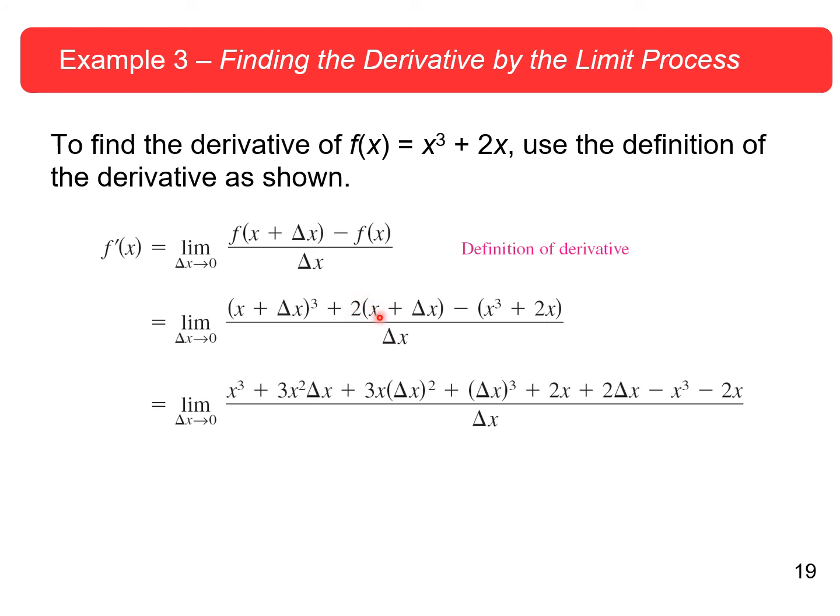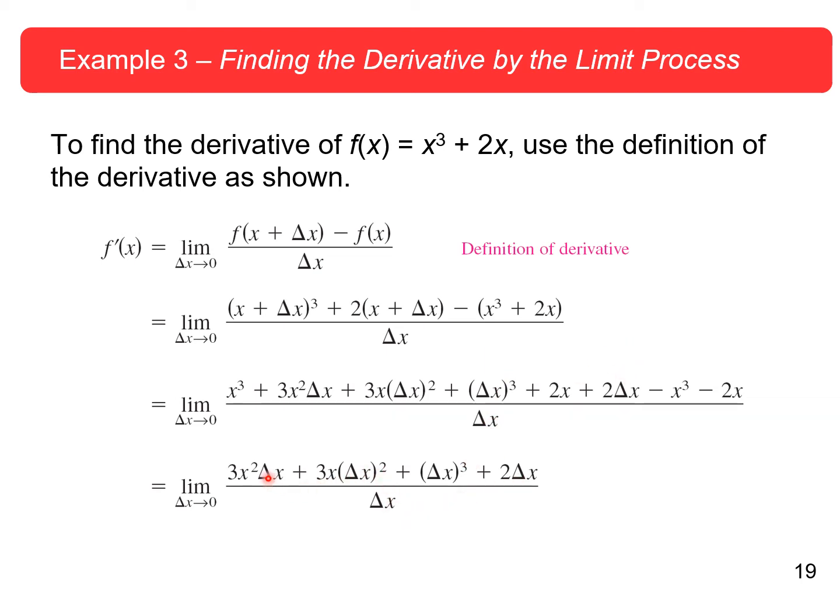Then this you distribute inside the parentheses, you have 2x plus 2 delta x. Then distribute the negative sign, you have minus x cubed minus 2x. Then you simplify. Notice that this would cancel with this, and then negative 2x would also cancel with this one. So therefore, we have 3x squared delta x, just copy this and this and this over delta x.